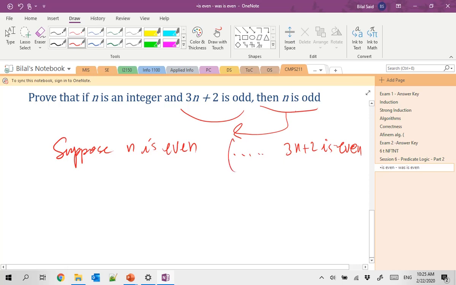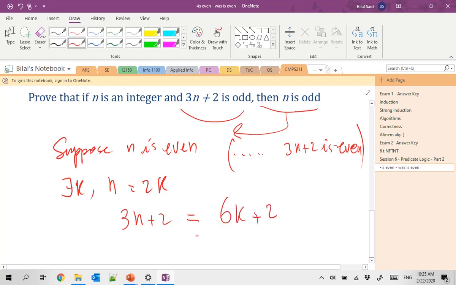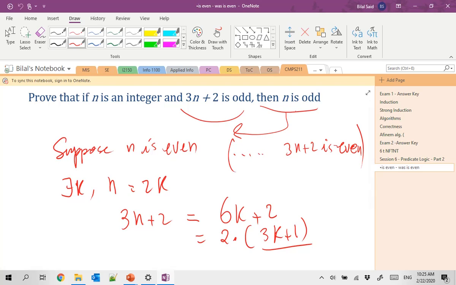Let's check if we can do it. Suppose n is even. In this case, there exists a k such that n is equal to 2k. And in this case, 3n plus 2 would be equal to 6k plus 2, which is 2 times 3k plus 1. So it's 2 times something, and this is a valid proof, using our knowledge about logic, that contrapositives are 100% equivalent to original implications.